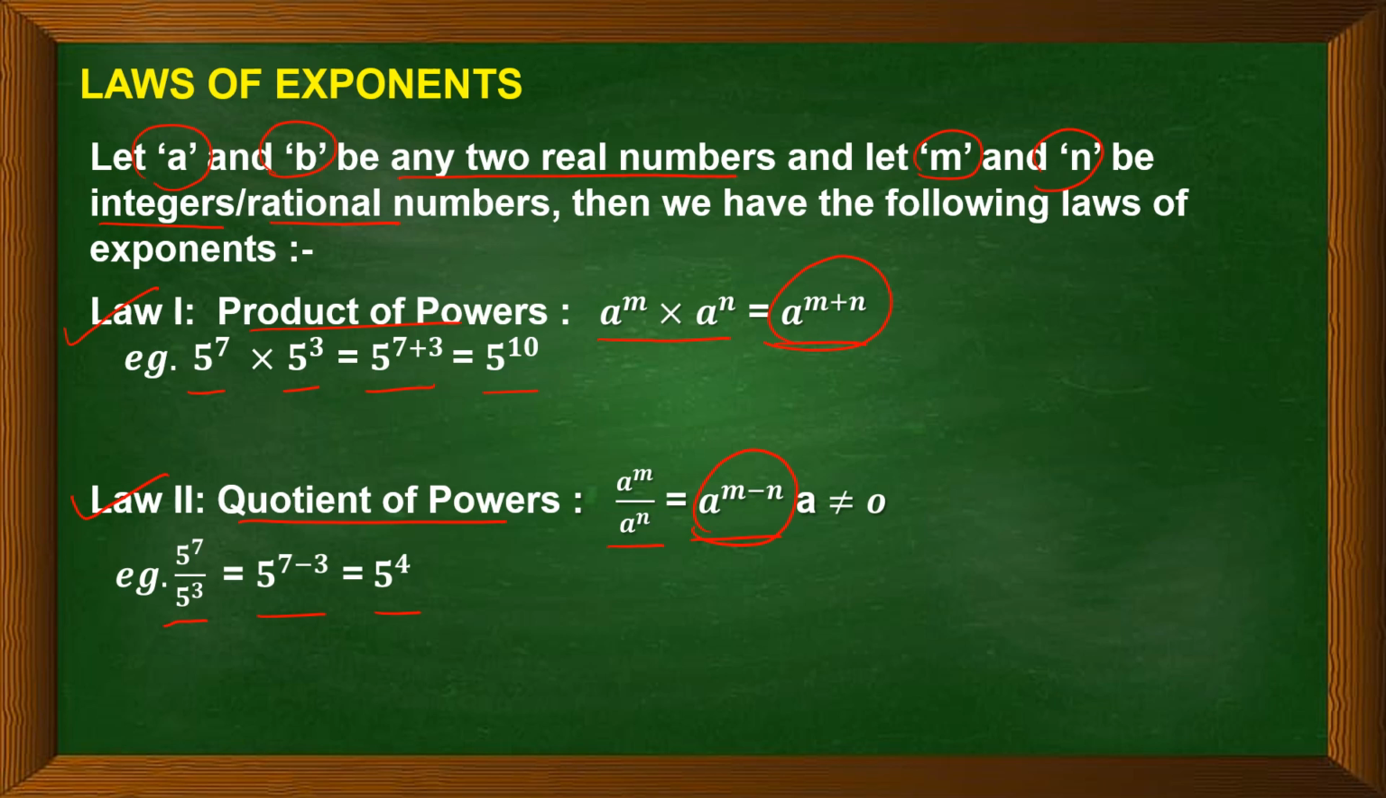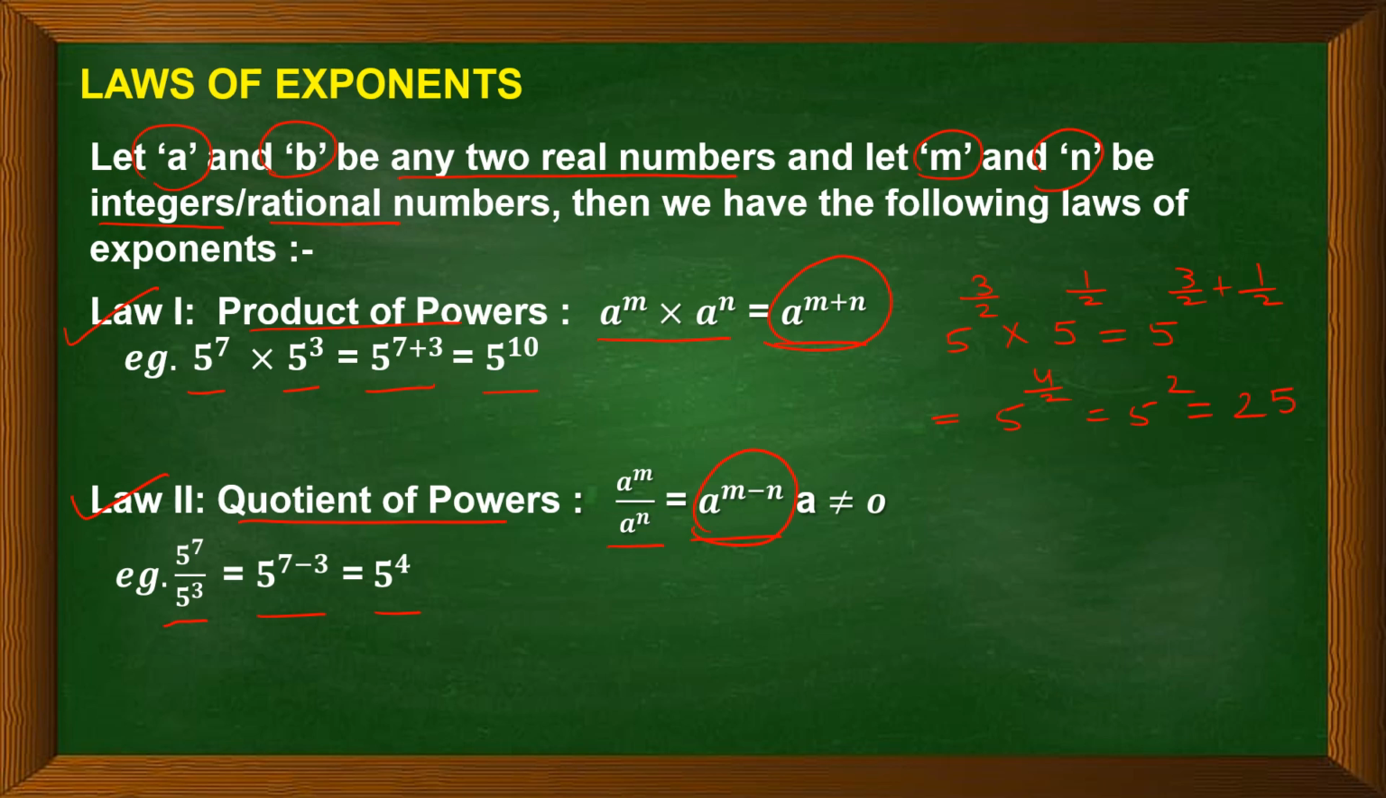Right, now this was the case when m and n are integers. Suppose I take an example where m and n are rational numbers. So over here let me take 5 raised to power 3 by 2 and 5 raised to power half. Now if I add the powers, 3 by 2 plus 1 by 2, which is equal to 5 raised to power 4 by 2, which is equal to 5 square, which is equal to 25.